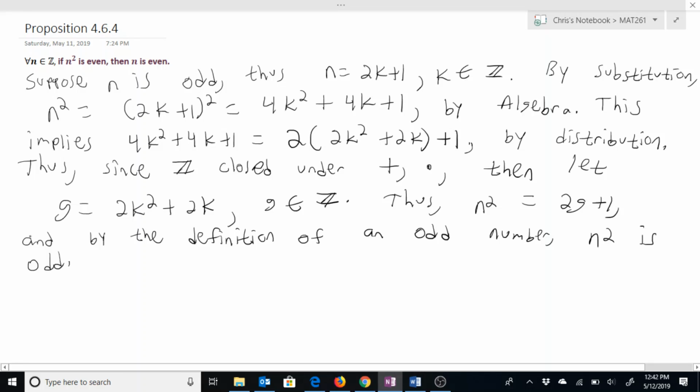So now, because we showed that n squared would then be odd there, we now have therefore for every n that's an integer, if n squared is even, then n is even by a proof by the contrapositive or contraposition.